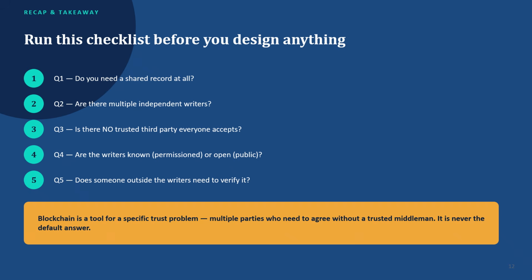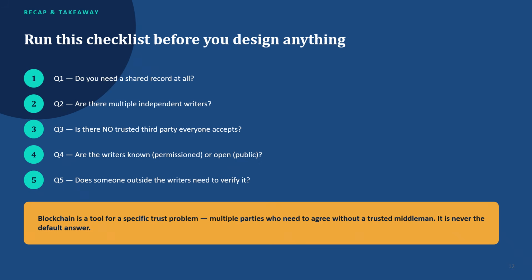5 questions in order. Do you need a shared record? Are there multiple writers? Is there really no trusted third party everyone accepts? Are the writers known or open? And does someone outside the writer group need to verify it? Run through these before you sketch any architecture.